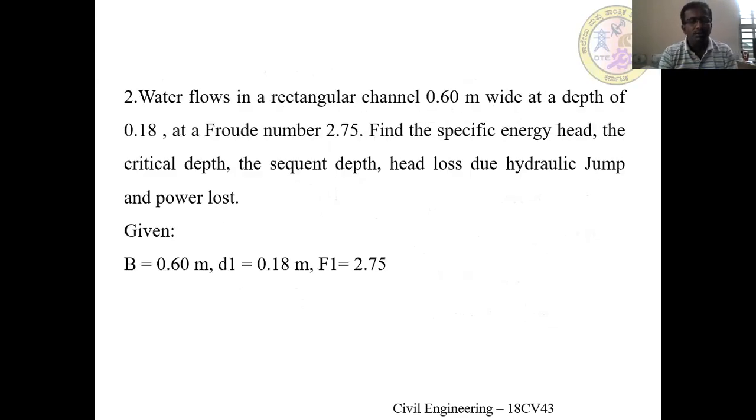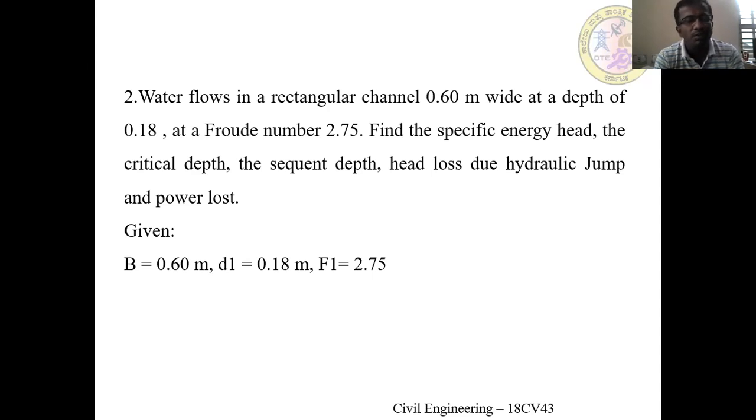Next we consider another problem. Water flows in a rectangular channel 0.60 meter wide at a depth of 0.18 meter, with a Froude number of 2.75 given before the jump. Find the specific energy, the critical depth, sequent depth, head loss due to hydraulic jump, and power loss.